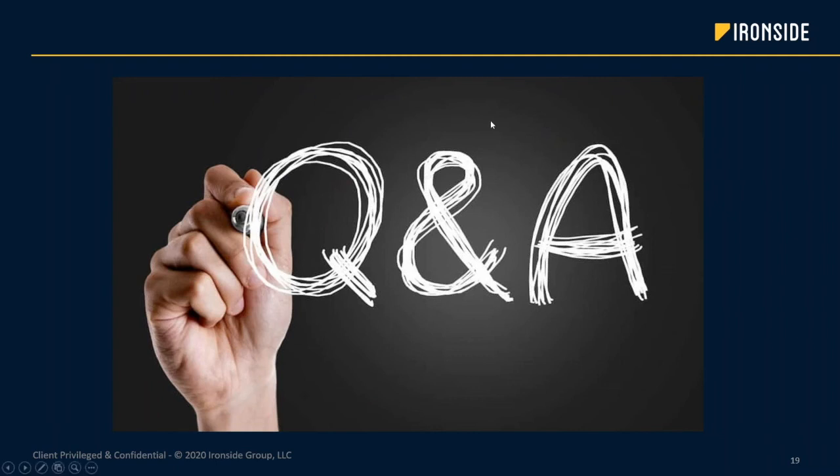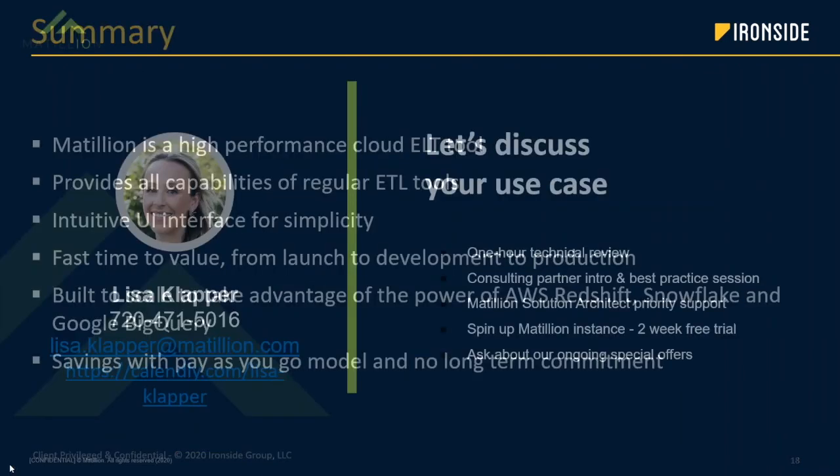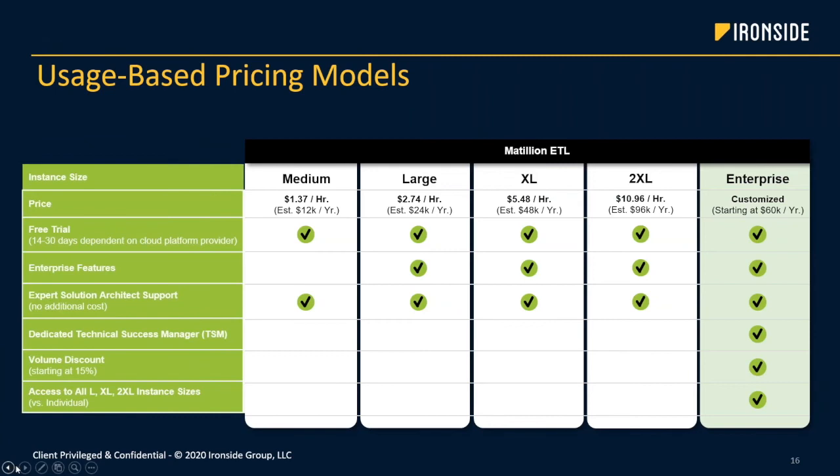So the next question in chat is, can you help me understand how Matillion provides data governance using data lineage? Yeah, that's another fantastic question. So data lineage is one of our enterprise features. And the distinction when I mention enterprise features is you noticed on the prior slide where we were talking about the different instance sizes. A large and an extra large and 2XL, they do support those enterprise features, including data lineage. Medium does not have those enterprise features.